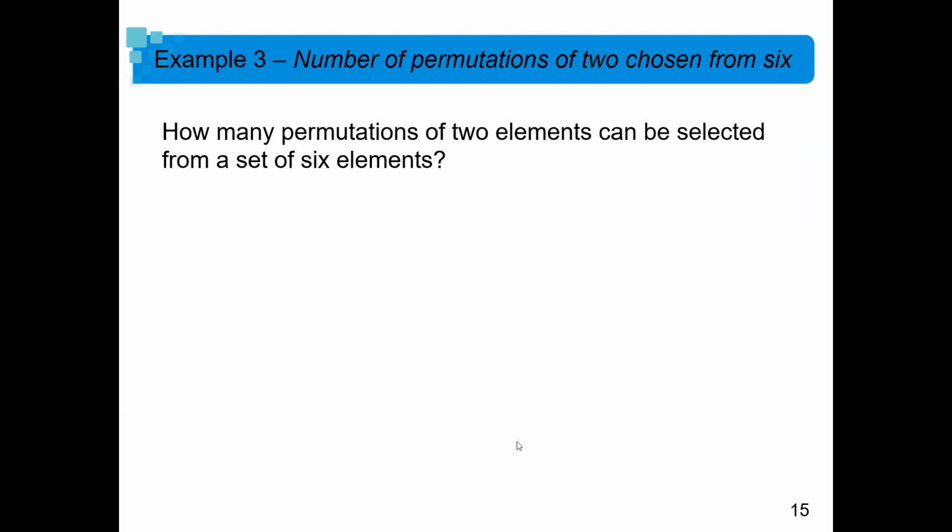Let me ask this example: number of permutations of 2 chosen from 6. How many permutations of two elements can be selected from a set of 6 elements? Here the order matters, so that choosing the first followed by the second is different from choosing the second followed by the first. So it's the same two elements, but since the order matters, they become two different answers.